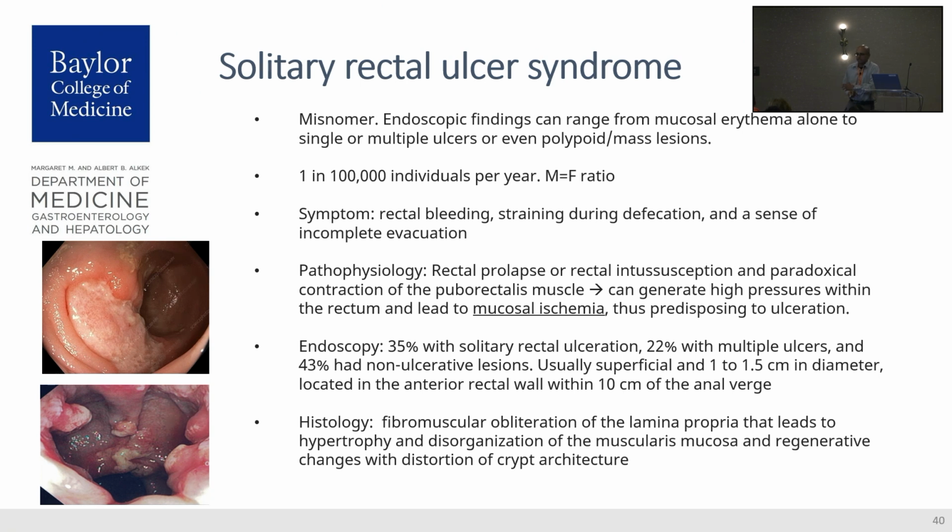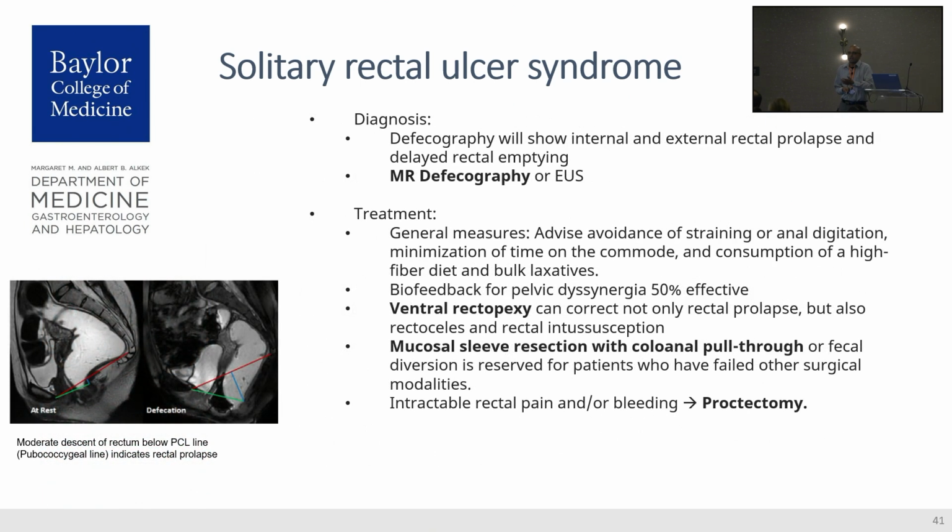The treatment: if the patient cannot go back to a regular life, like this stroke patient, then we have to do other workup like defecography or MR defecography. Initial measures are usually a bowel regimen and biofeedback techniques, and sometimes surgery might be needed.